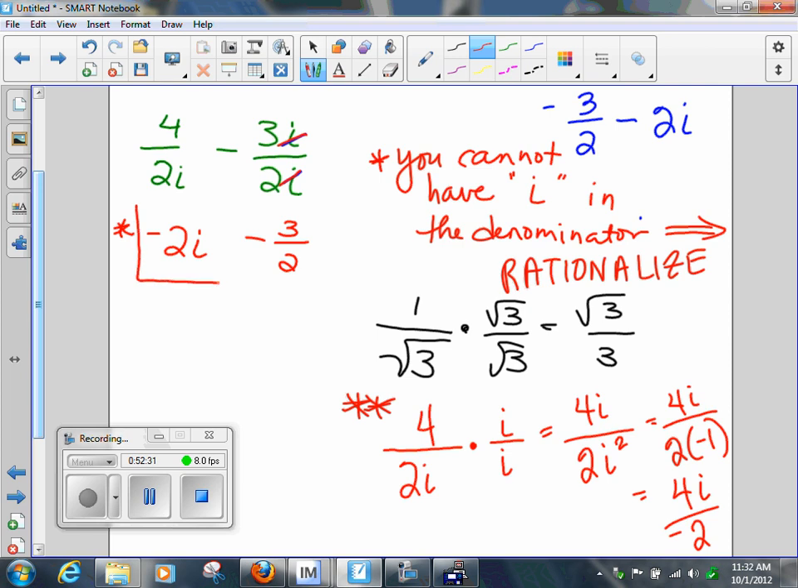So our answer is -2i minus 3/2, or -3/2 minus 2i. That's acceptable because of what property? If order changes, what property? Which is the commutative property of addition or subtraction, which makes it acceptable.